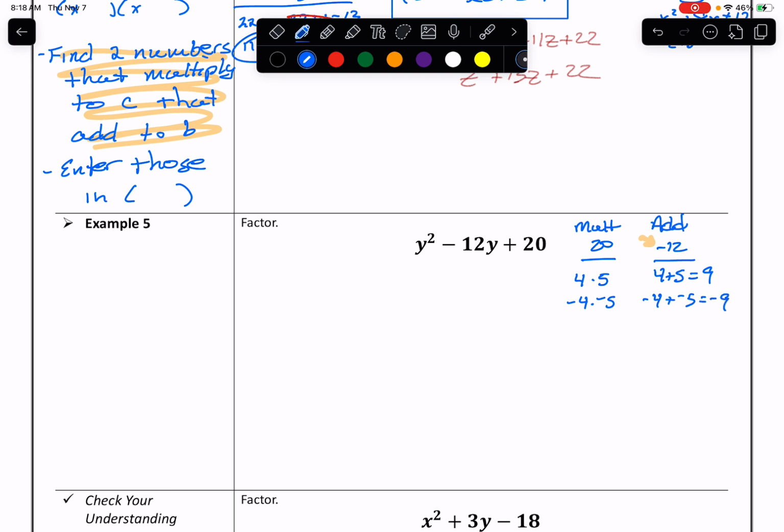But how do we multiply to 20 and get to a negative 12? Well, 10 times 2 is 20. 10 plus 2 is 12. If I make them both negative, negative 10 plus negative 2 equals negative 12, and negative 10 times negative 2 equals a positive 20. So I know my answer is going to be y and y, and then negative 10 and negative 2.